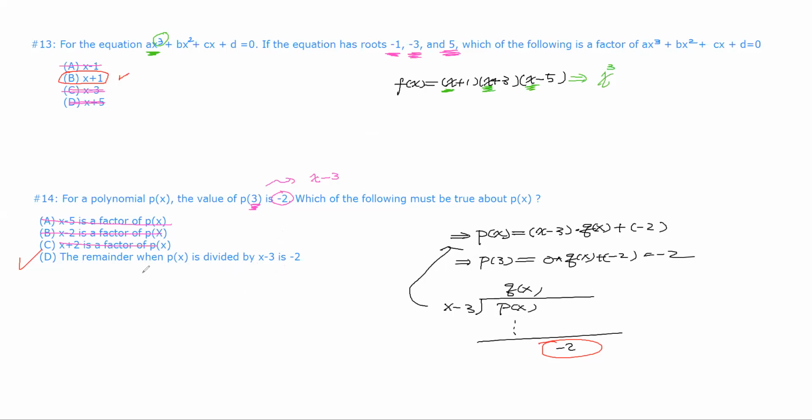They said divide by x minus 3. If x minus 3 is a factor, that means P(3) has to be equal to 0. So be very careful about those differences. And that's it, those are the 5 problems from the previous SAT exam.